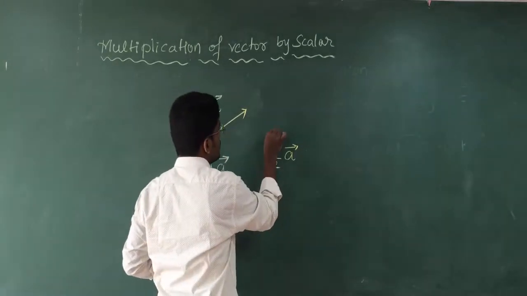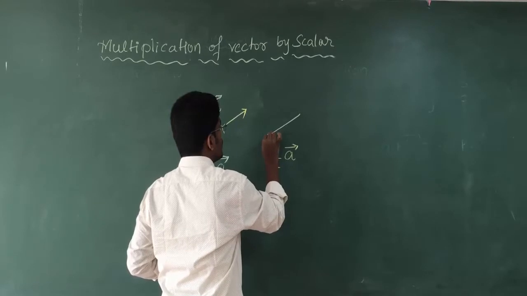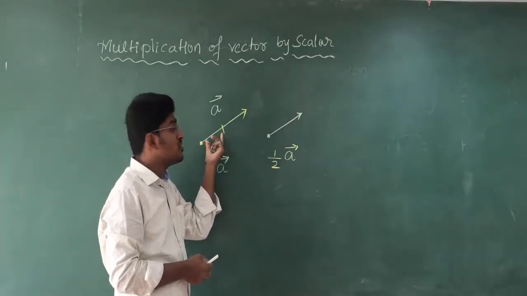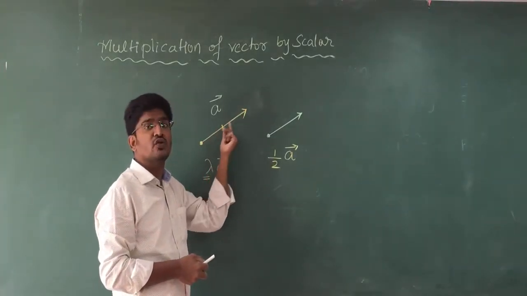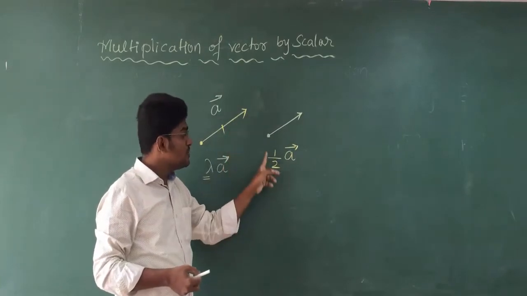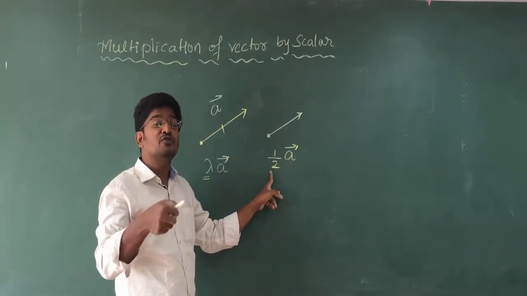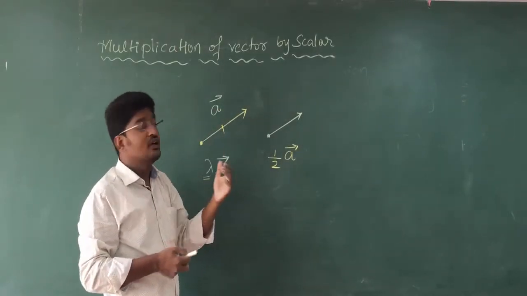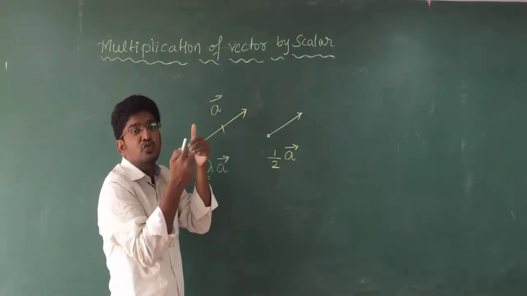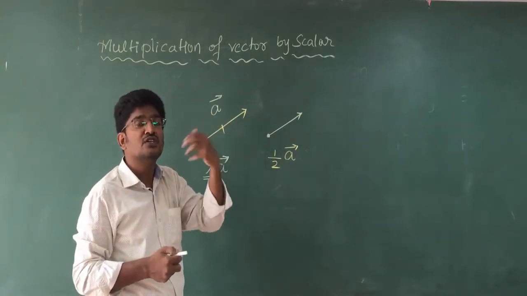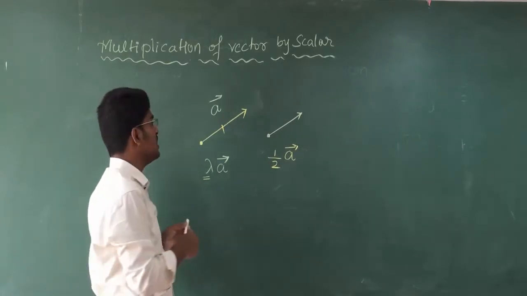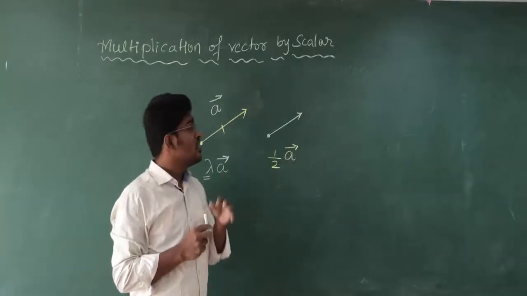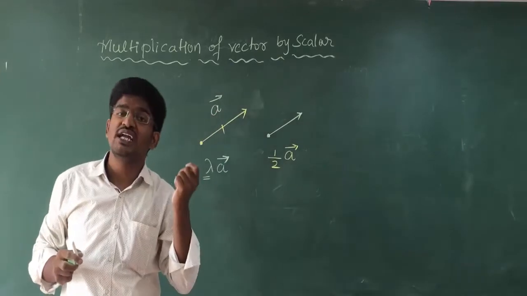See, this will be the half of the vector A. Only this much, because it has 2 units. Now, if I multiply with 1 by 2, that is nothing but half of vector A. If it has 2 units, it reduces to half of the 2 units. Half of the 2 units is how much? 1 unit. See here, this is 1 unit, this is the second unit. Our vector A has 2 units of length.